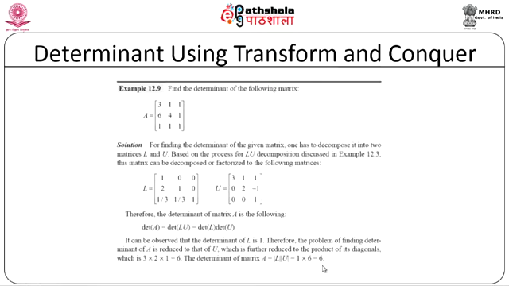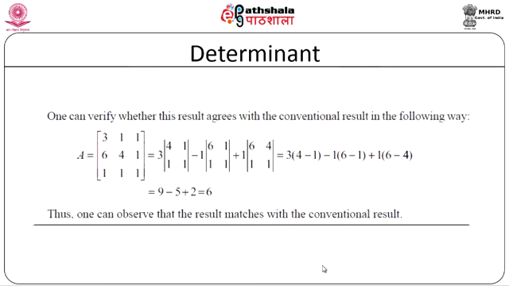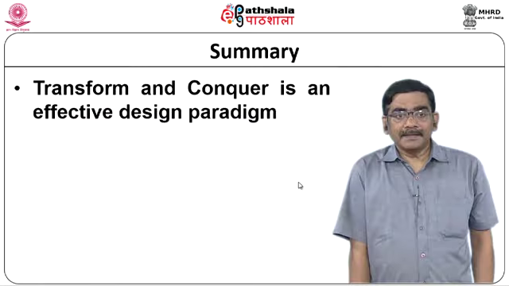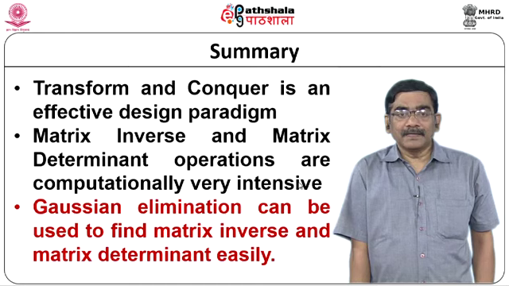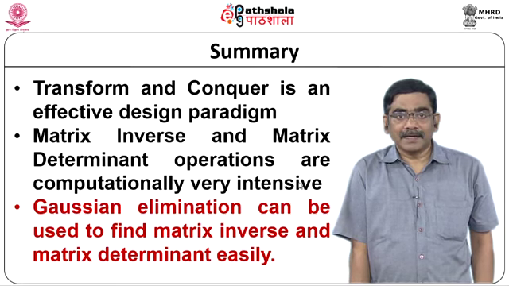Thus, we can come to a conclusion about how effective this strategy of transform and conquer is. You can check this by finding the determinant in the conventional manner, and we can easily say that the results are matching. In summary, we can conclude that this is a very beautiful technique for solving a number of problems, especially in matrix domains. For finding the matrix inverse and matrix determinant, transform and conquer algorithms are very effective, and Gaussian elimination and decomposition are very effective tools for finding matrix inverses and matrix determinants.